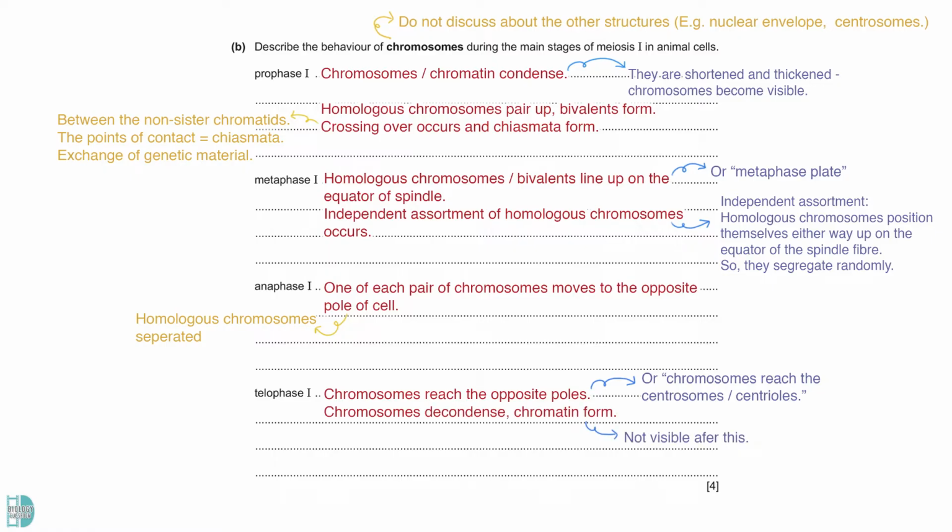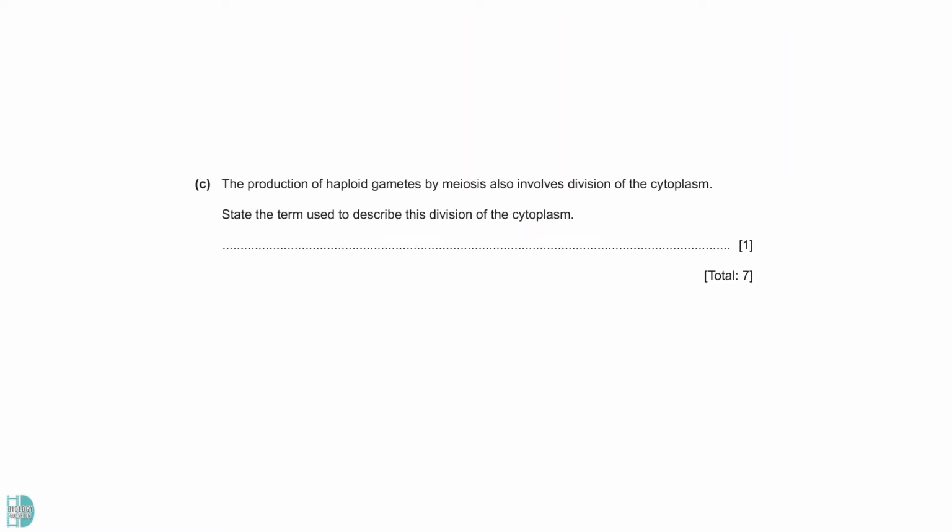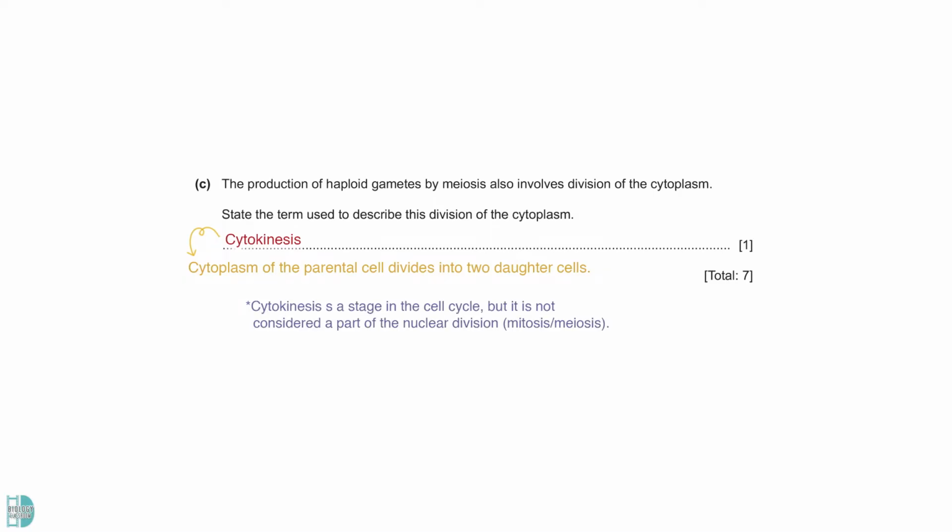They will not be visible again after this. The division of cytoplasm is called cytokinesis. The cytoplasm of the parental cell divides into two daughter cells. Note that this is a stage in the cell cycle, but it is not considered as a part of the nuclear division.